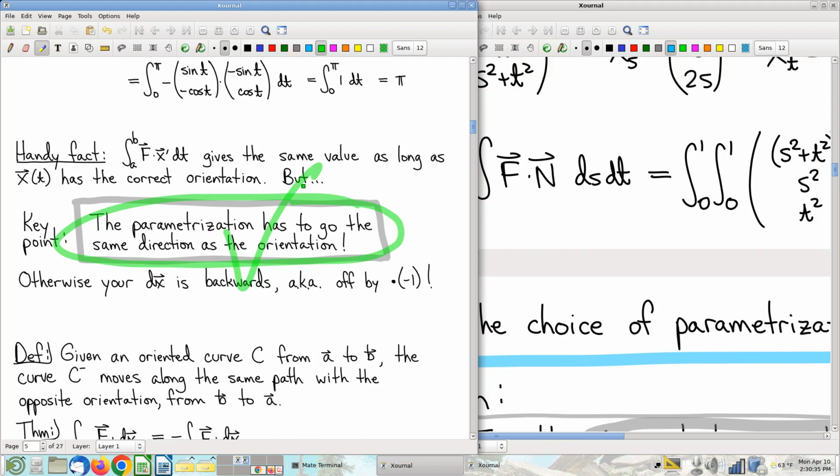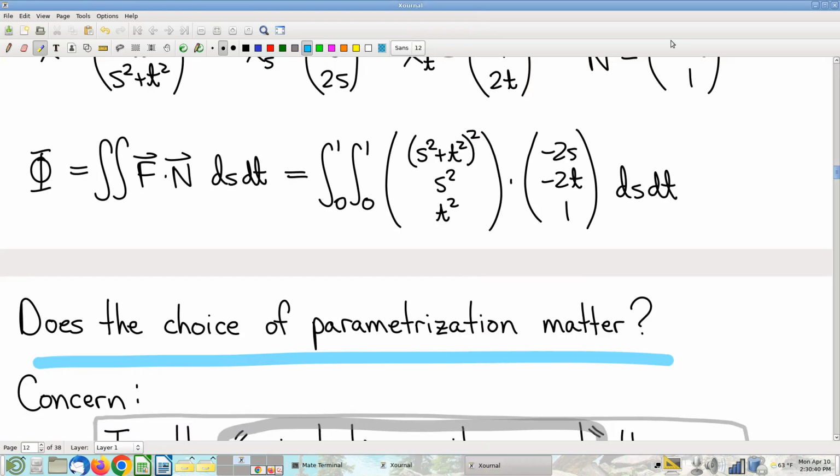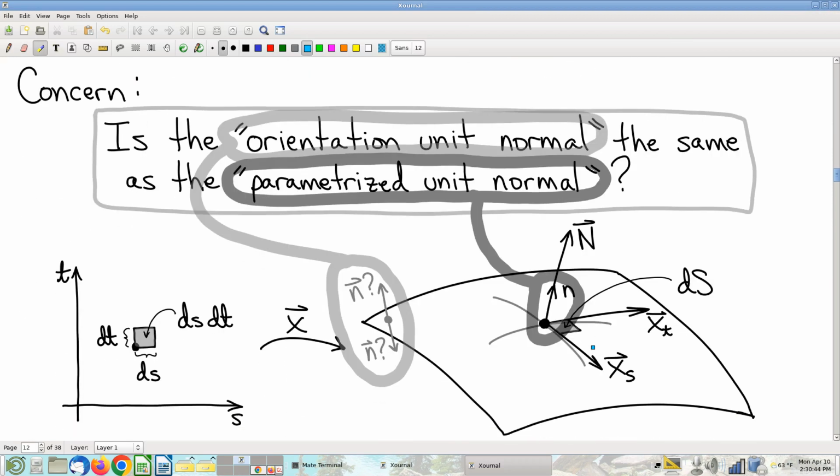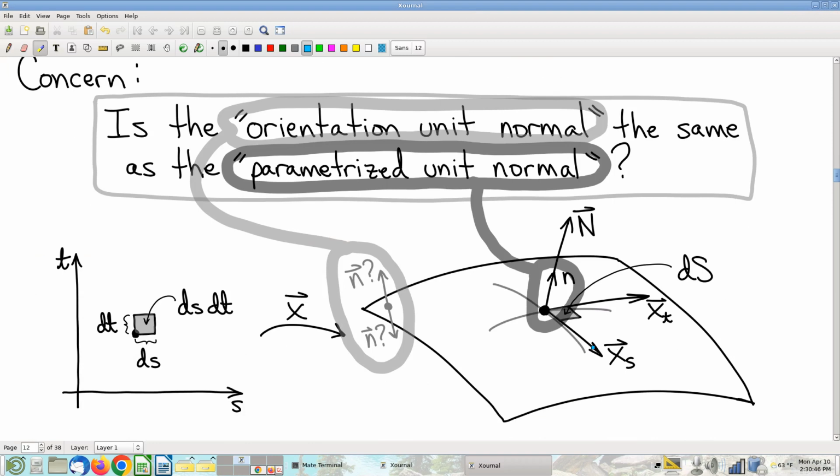Okay. So, good news. That is exactly the issue here. It just boils down to orientation, and only orientation matters. But here's what I mean by orientation. So let me just remind you.